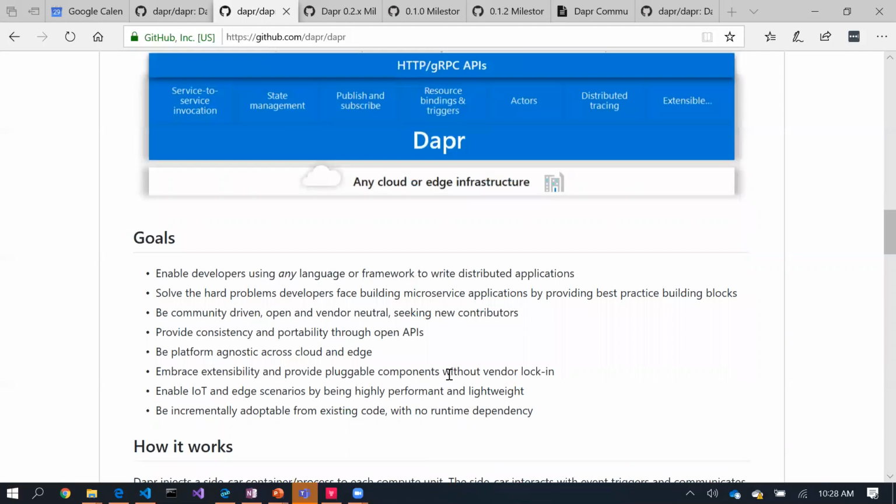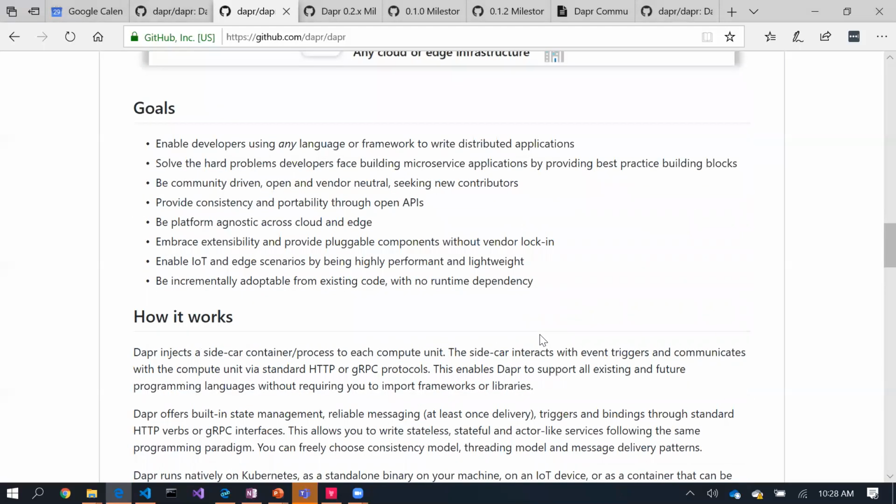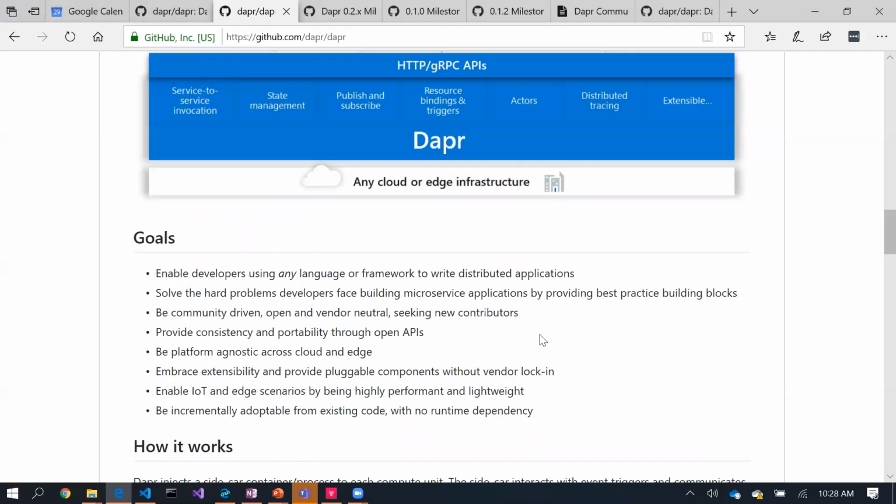So hopefully everyone's familiarized themselves with this, because we pretty much want to embrace the goals of being language agnostic, framework agnostic, and in particular be community driven, open and vendor neutral, and seek contributions from you. At the same time, of course, we're very dedicated to making sure that we get this to production quality code that we can actually deploy and run inside production environments.